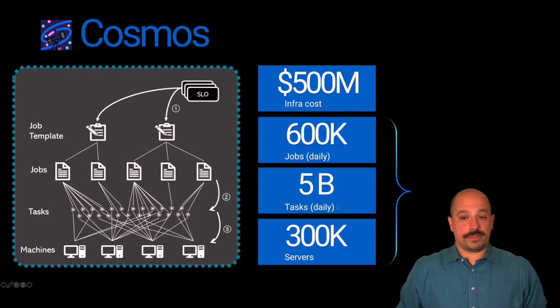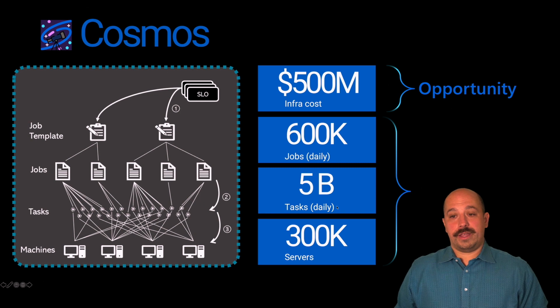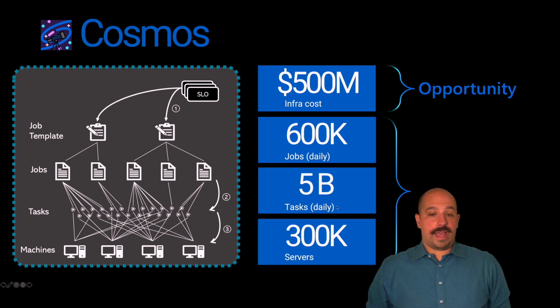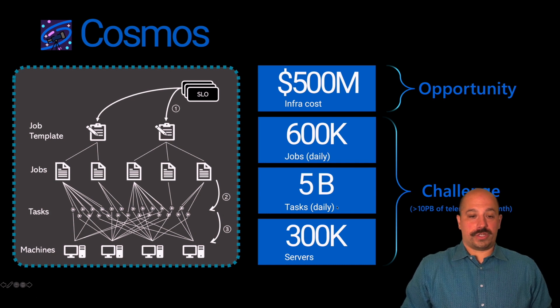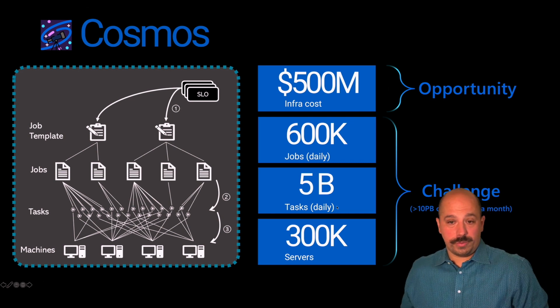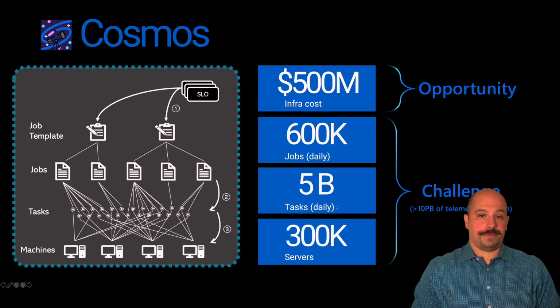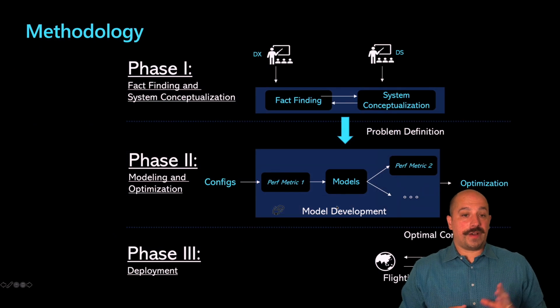So the large cost of this infrastructure is our opportunity, and the size and complexity is our challenge. There are over 10 petabytes of telemetry and logs that come out of this infrastructure every day. We need somehow to take all of those and use them in a data science loop so that we can reduce the infrastructure cost.